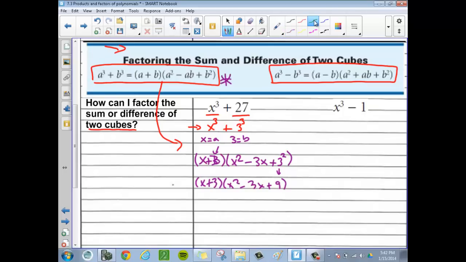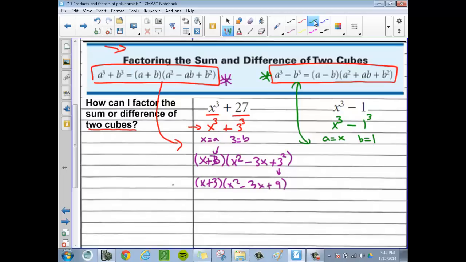Let's try it again with this formula right here. For the difference of two cubes, here we have x to the third. Well, we know that's a perfect cube. And here we have subtracting 1. Well, what to the third power is 1? Well, 1 to the third power is 1. So in this situation, we know our a is equal to x, and our b is equal to 1. And we just plug it into this formula right here.